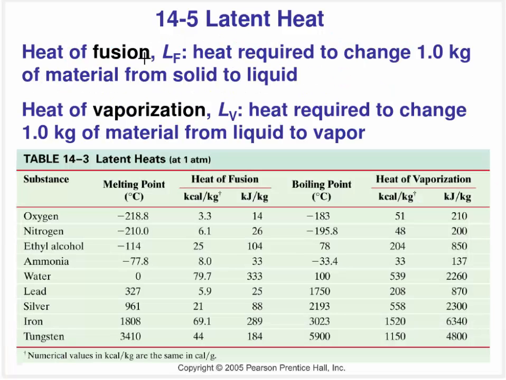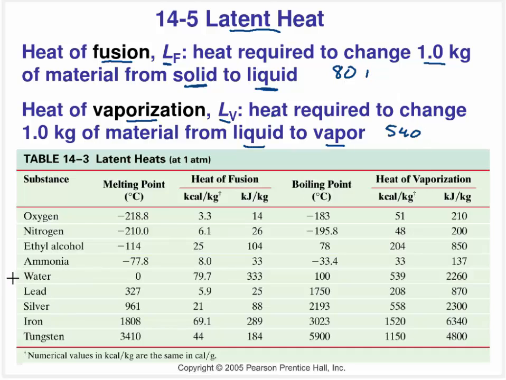So how much heat does it take? We need to introduce something called latent heat, which is like specific heat only for phase changes. There's going to be some latent heat of fusion, L sub F, which is how much heat it takes to change 1 kilogram of material from a solid into a liquid, so ice into liquid water. There's also the latent heat of vaporization, L sub V, which is the heat required to change 1 kilogram of material from a liquid to a vapor. I showed that this was going to be 80, and this was going to be 540 on the last slide.